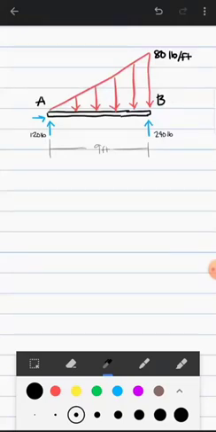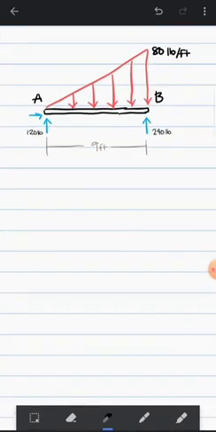And in this video, what I will discuss is the two ways to draw the shear and moment diagram. The first is through equation, and the second is the area method, the shorter way. Any of those two you can use, whichever is convenient to you and whichever is easier.